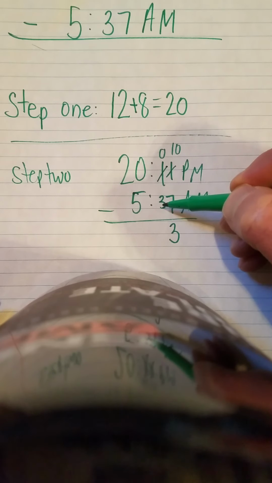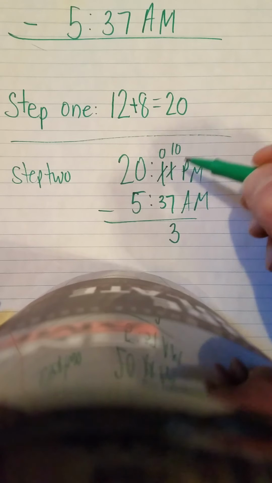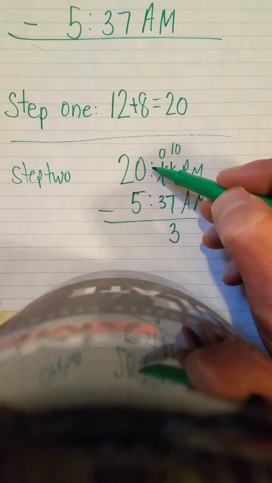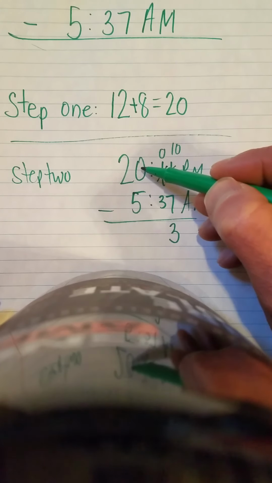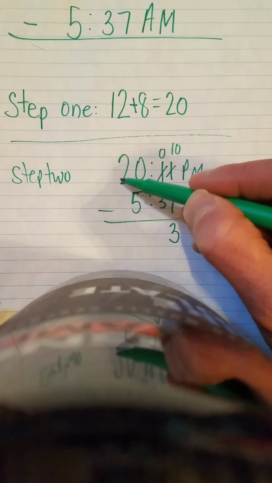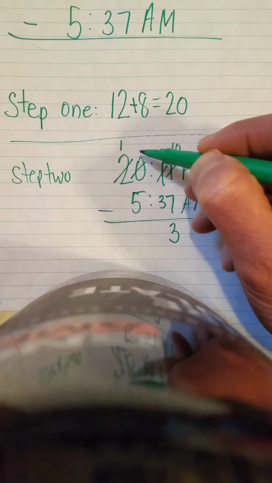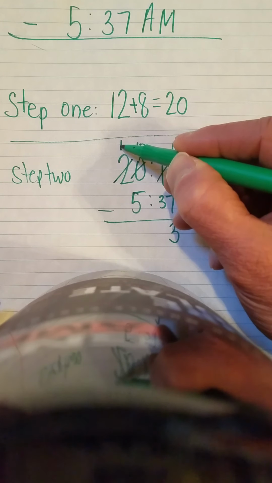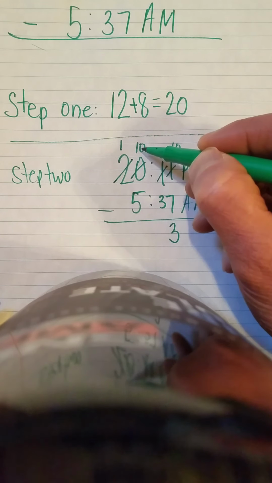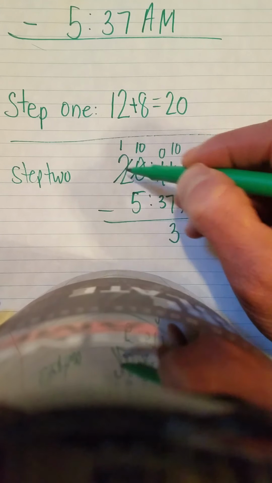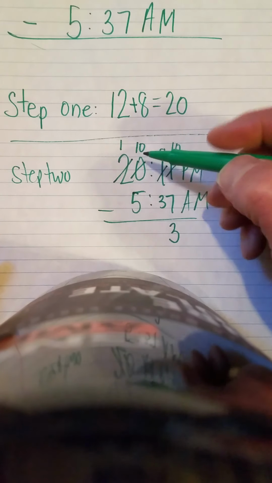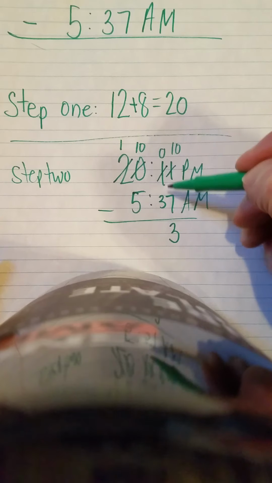Now we can't subtract over here. So these are the minutes, and to the left of the colon are the hours. There are 0 hours, but there are 2 tens of hours. So we're going to take 10 hours, and we're going to give 10 hours right here. 10 plus 10 ones equals 20. Okay? So we can subtract here, but we can't subtract here.